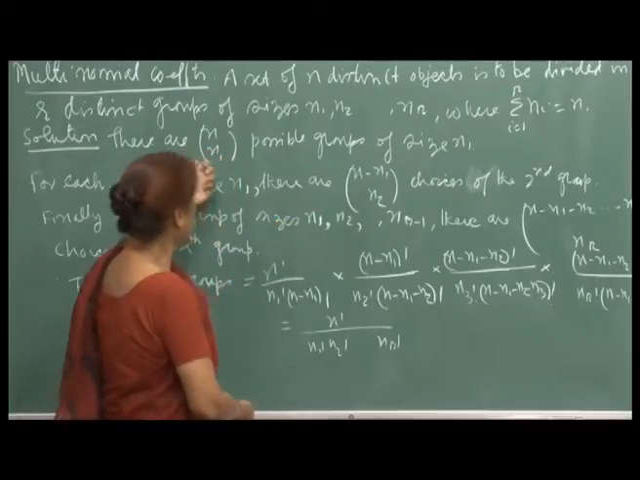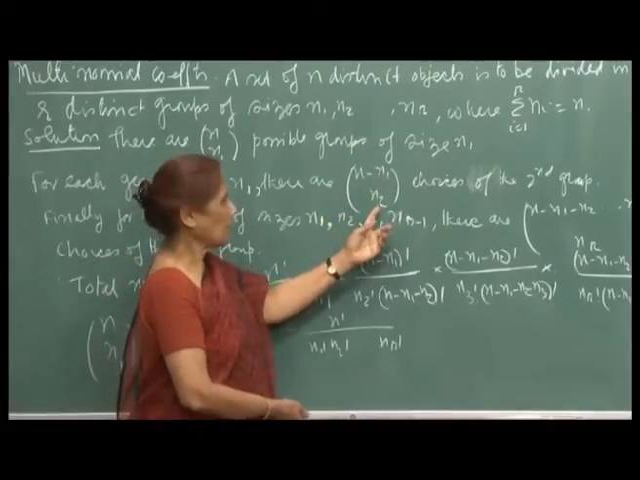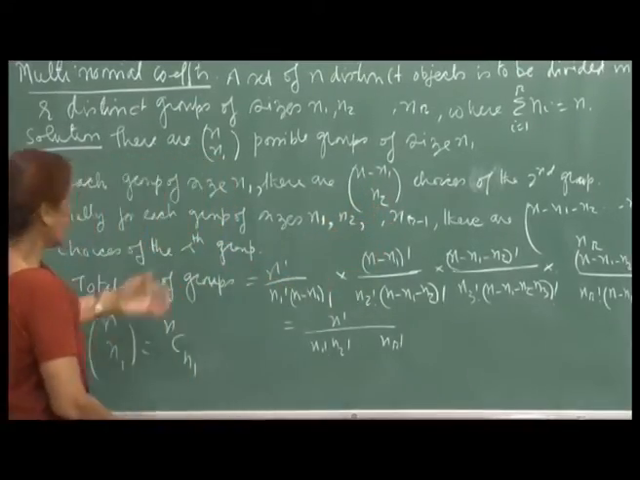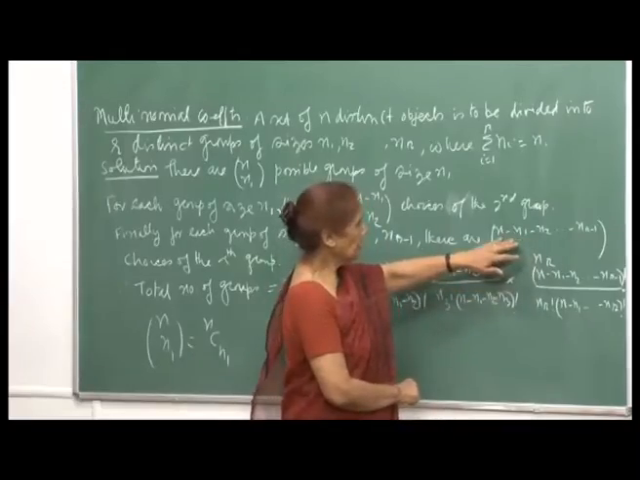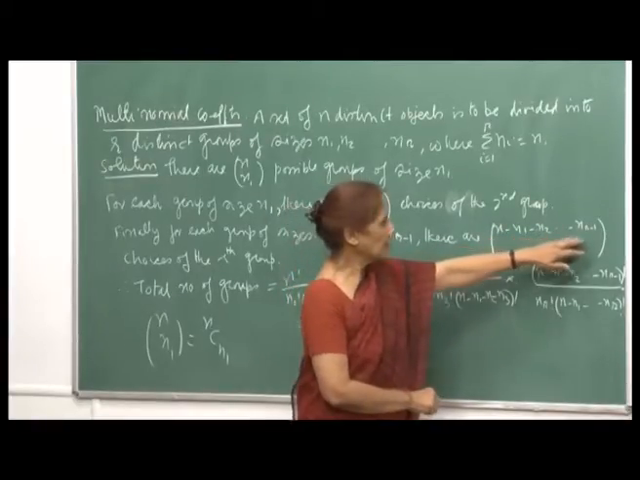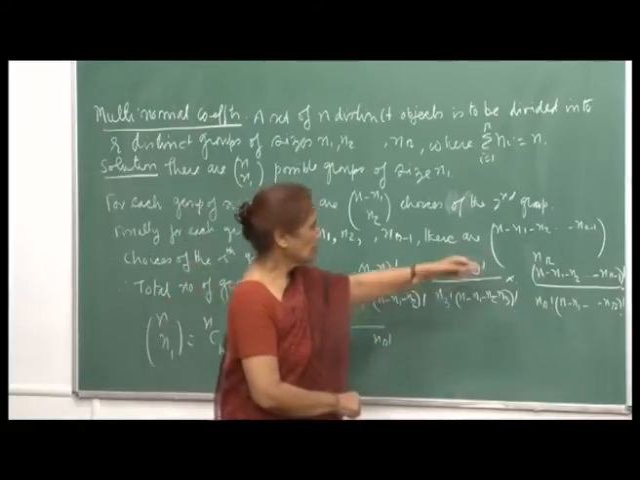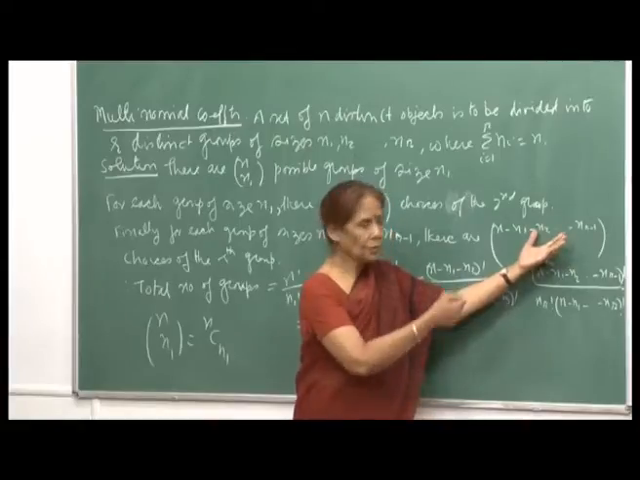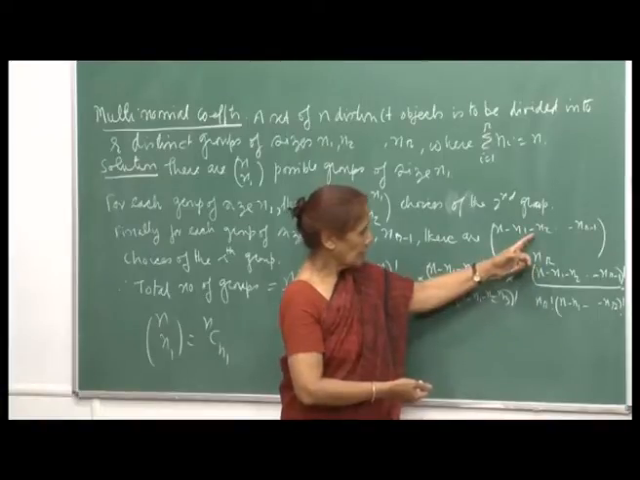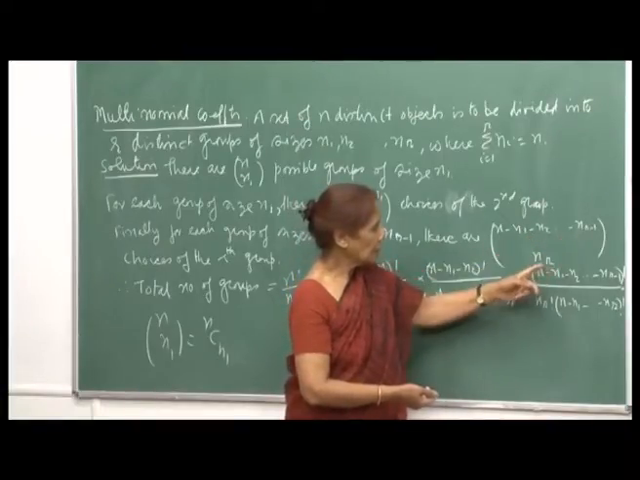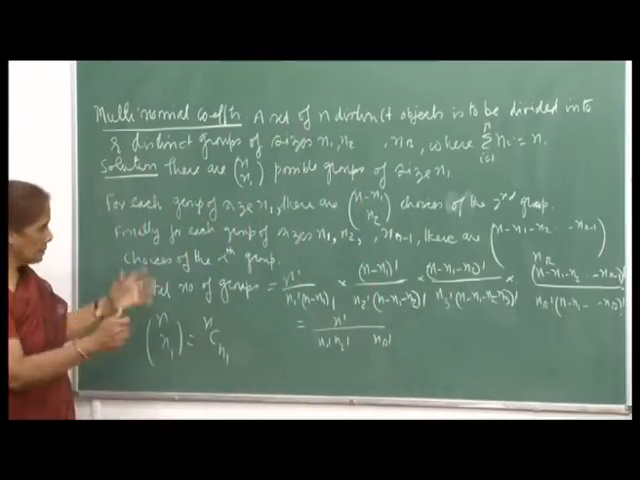So, for each group of size n1, the number of choices of the second group is (n minus n1) choose n2. And so, you extend this concept, and finally, the last choice: because now you will be left with n minus n1 minus n2 minus ... minus n(r minus 1), since r minus 1 subgroups have already been chosen. Out of this you want to choose nr objects. Again the number of possible ways is (n minus n1 minus n2 minus ... minus n(r minus 1)) choose nr. And so, we will say that the total number of groups is the product of all these.